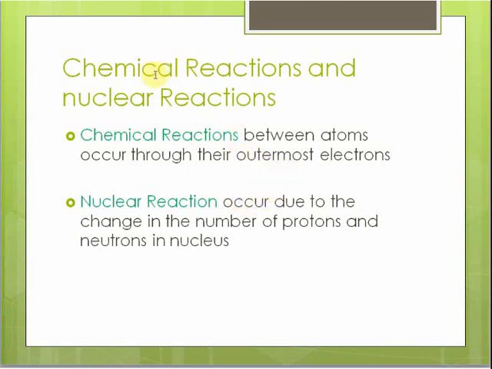So the difference between chemical reactions and nuclear reactions: chemical reactions occur between two atoms, while one atom loses or gains or shares electrons, and the nuclear reaction occurs between the nuclei of two atoms to produce a new element. The chemical reaction changes the number of electrons, while the nuclear reaction changes the number of protons and neutrons.